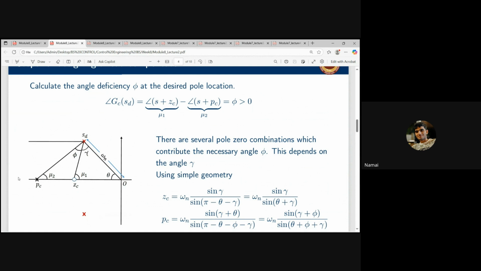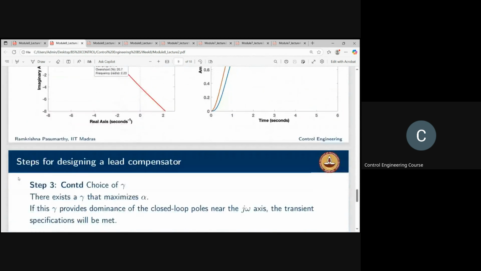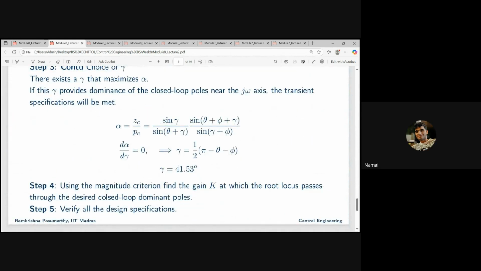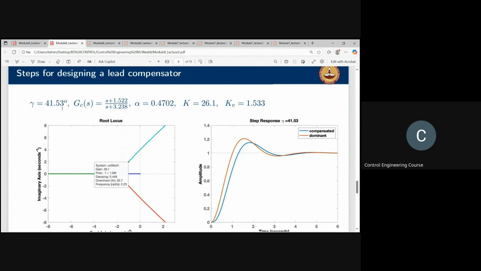Yes. So if you calculate that using the trigonometric ratios, sine law, cosine law, and all for triangles, you get the formula. And if you substitute d alpha by d gamma equal to 0, you get gamma is 41.53 degrees. It turns out this is the best you can do. You can't do better than this.